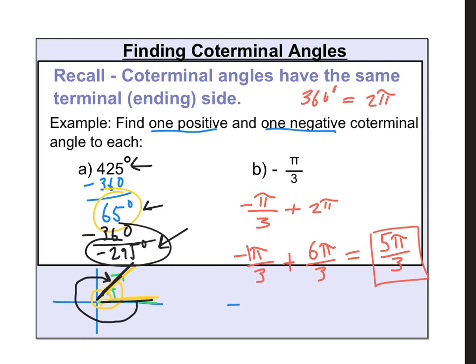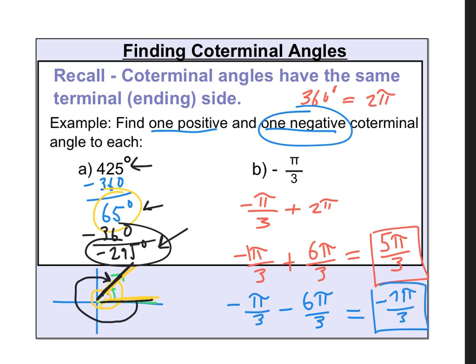Same thing, if I want to take the negative pi over 3, since I do need a negative answer, I subtract the 2 pi. 2 pi again is 6 pi over 3. If I have negative 1 pi and take away 6 more, I now have negative 7 pi over 3. There is another angle, in radians. It's a negative angle, and it's a coterminal angle because all I did was subtract a full circle. So again, coterminal: add or subtract full circles.